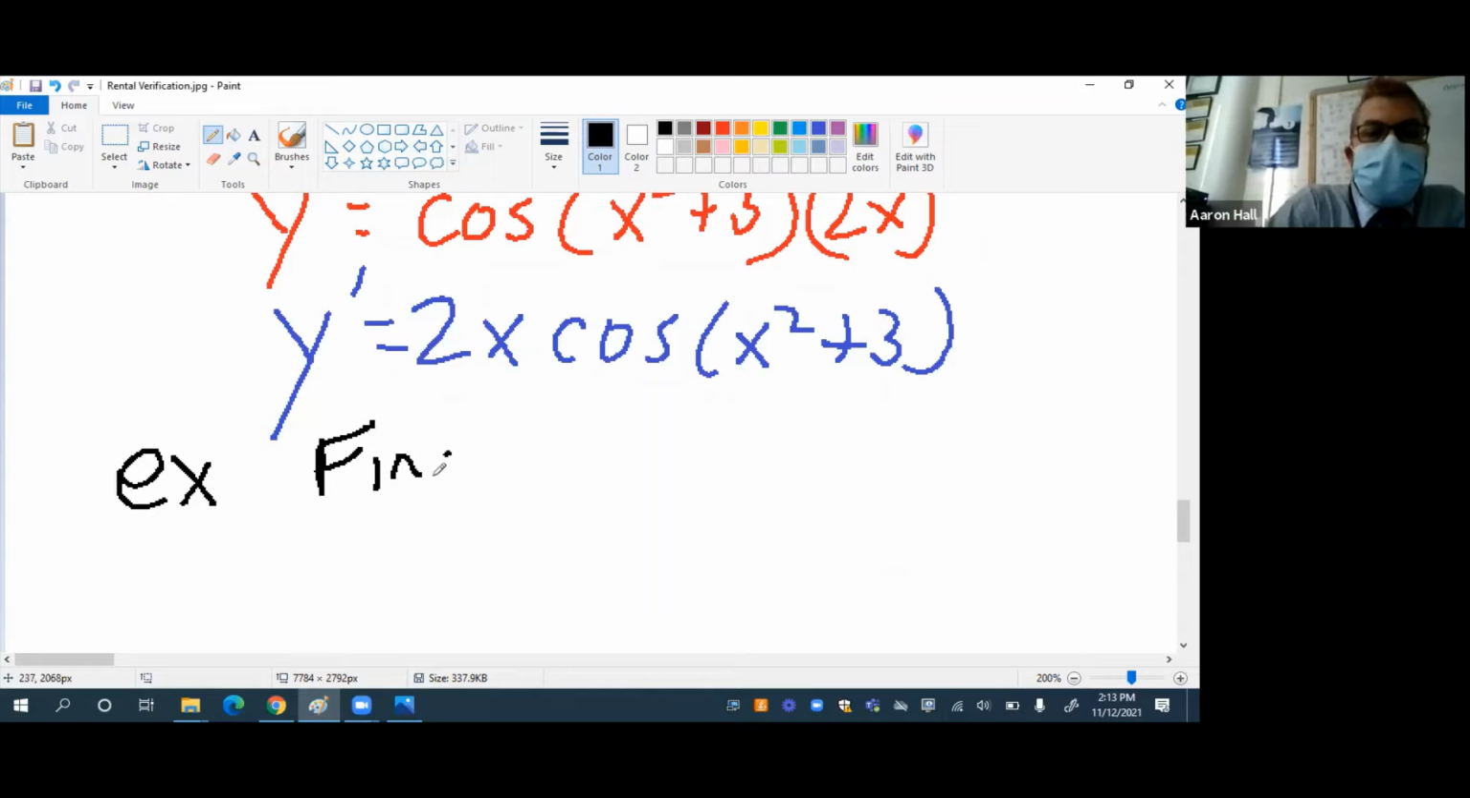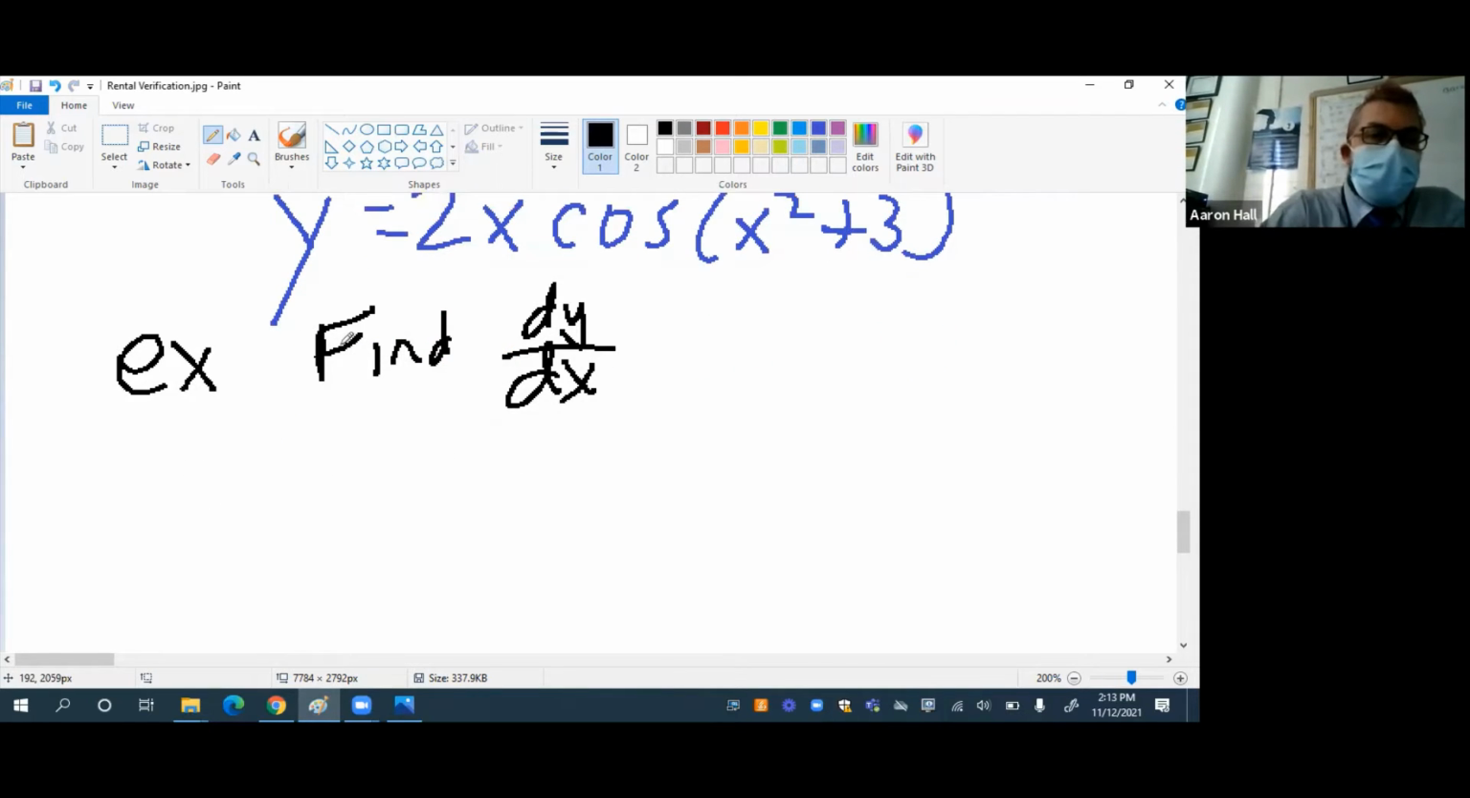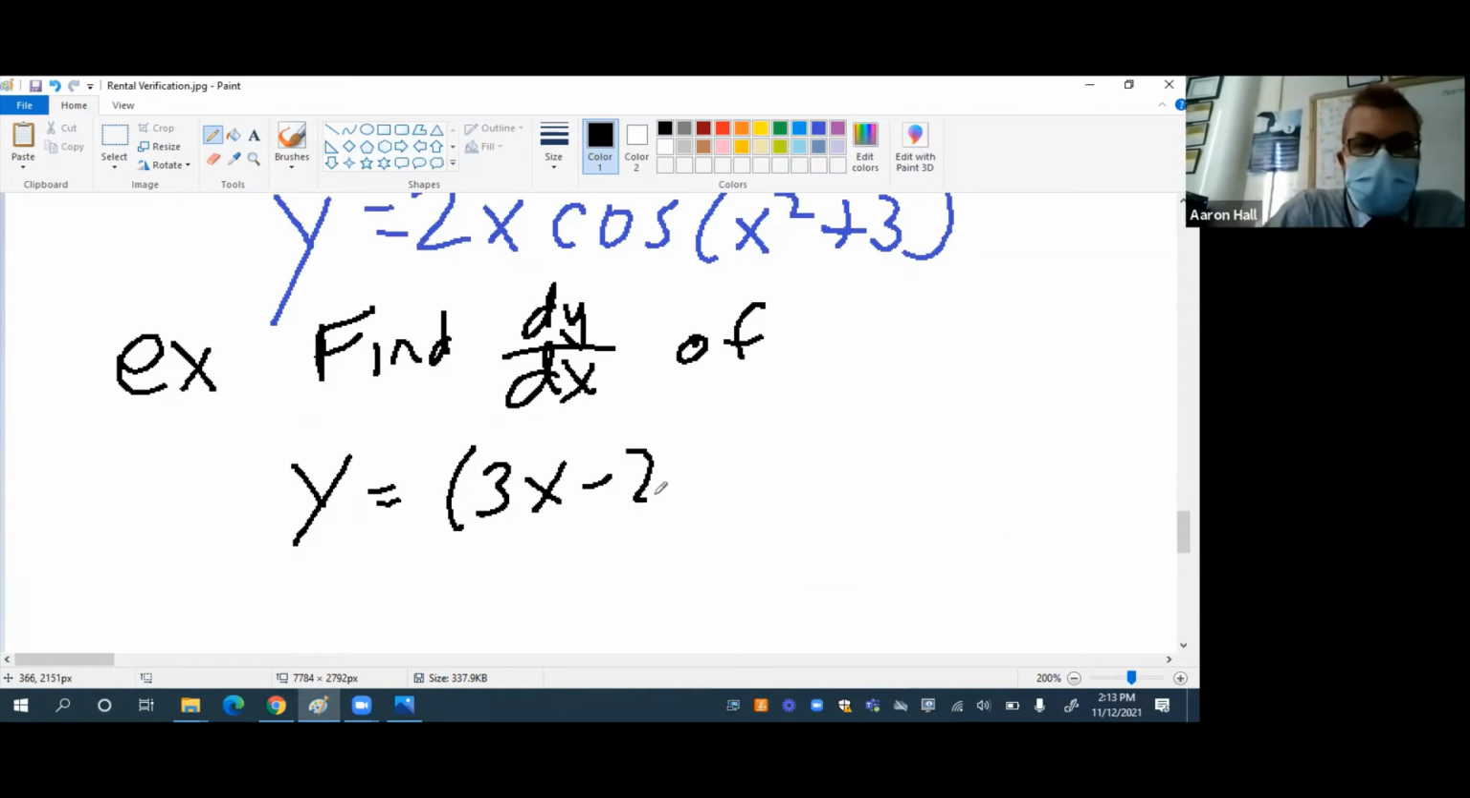Find dy/dx of our equation y equals (3x minus 2) to the power of 3.